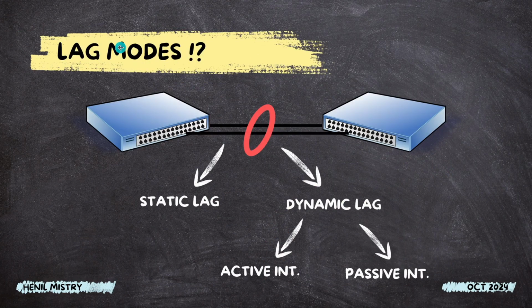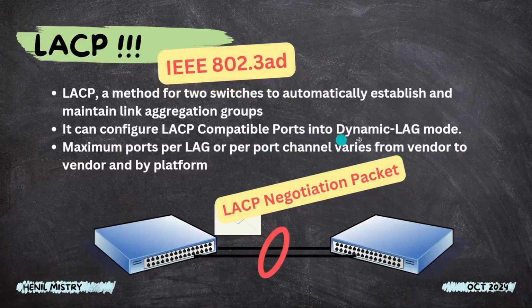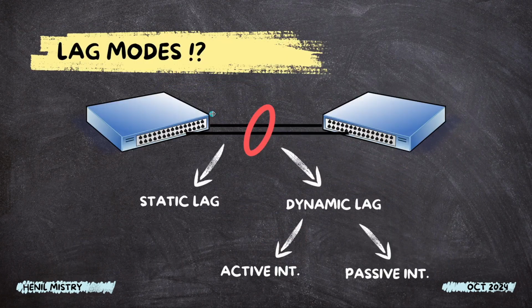Now let's talk about the LACP modes. In the previous slide, we talked about these dynamic LAG modes, so let's explore what the LAG modes are. LAG stands for link aggregation, and it is the same as port channel. I am repeatedly telling these terms because different people may use different terms, so you just need to be aware of it. Basically there are two LAG modes: static LAG and dynamic LAG.